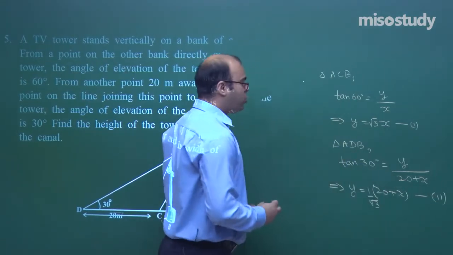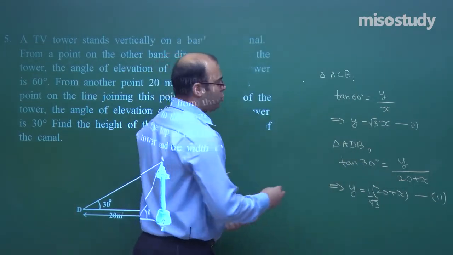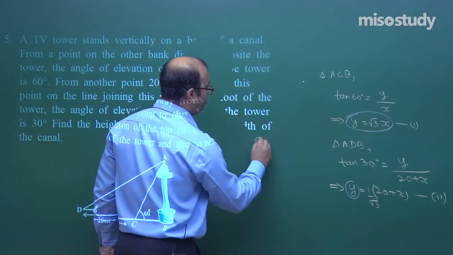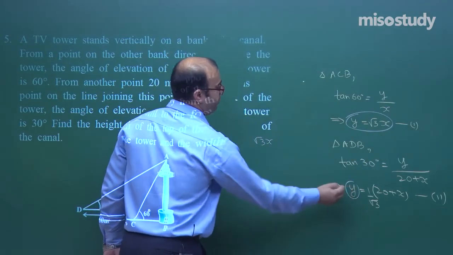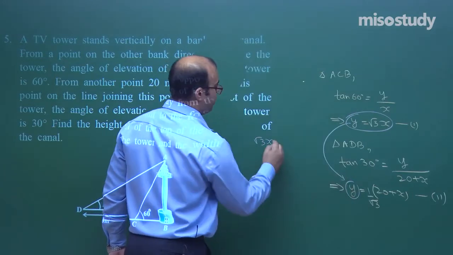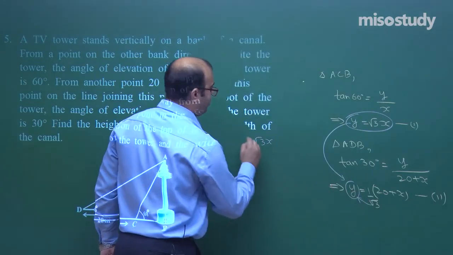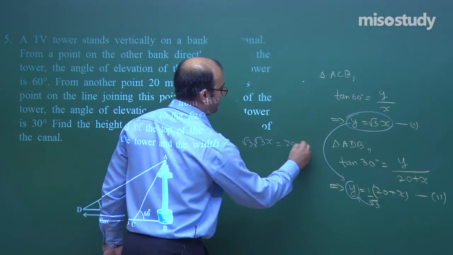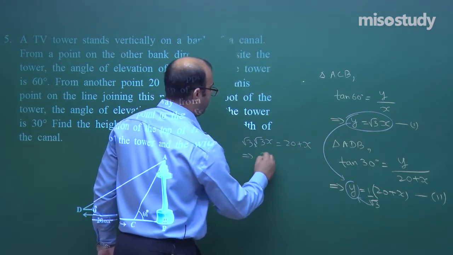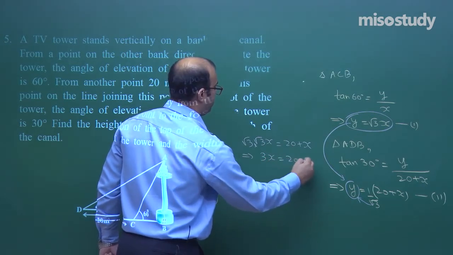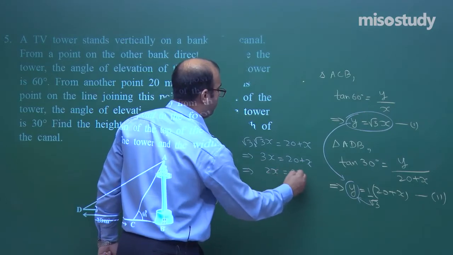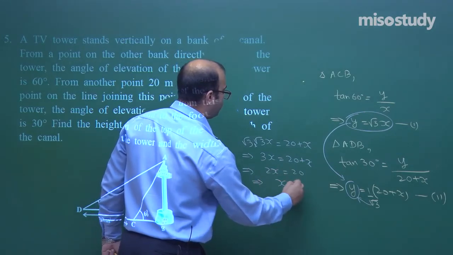Now, the question comes of solving these two equations. So, we will take y is equal to root 3x and put it here. The equation will become root 3x, here putting this y as root 3x. This root 3 will multiply here. So, one more root 3 is equal to 20 plus x. So, this will give you 3x is equal to 20 plus x. This implies 3x minus x is 2x is equal to 20. So, x is equal to 10.